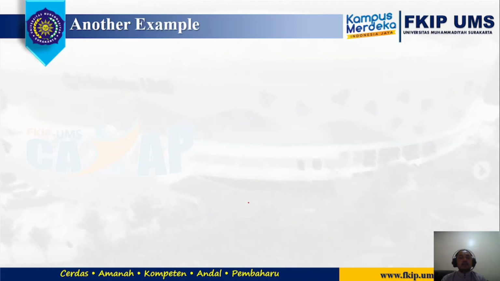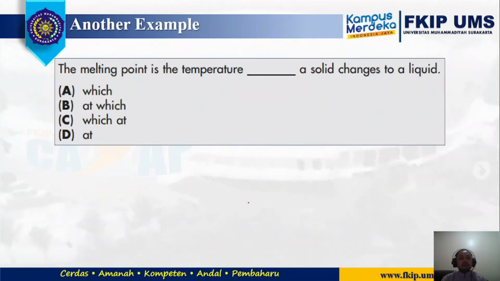And then another example here. The melting point is the temperature, blah blah blah, a solid change to the liquid. Okay, what do you think about this answer? Can you guess it? Yes, this is D, at. Why is it at? Let's take a look at this. The melting point is the temperature, blah blah blah, solid changes to liquid.